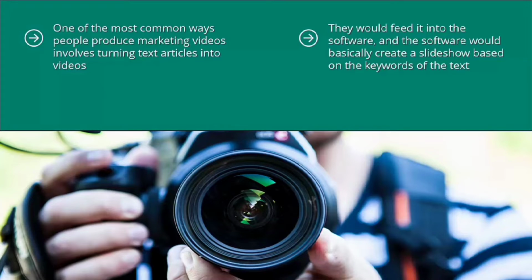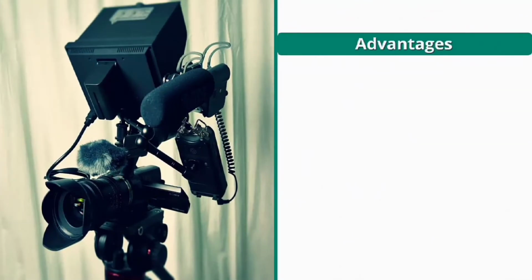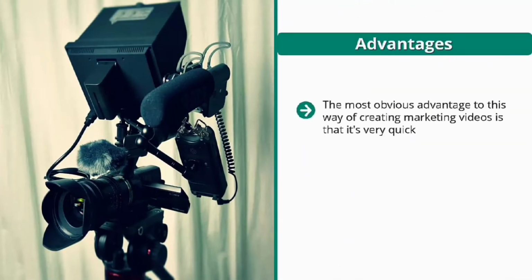Of course, there is an editorial manual override. You look at the pictures that got associated, and you can switch things around. Still, it is a video slideshow. So, you get text scrolling at the bottom and then some images, and basically, the software just pairs graphics with your text. Pretty straightforward. Advantages. The most obvious advantage to this way of creating marketing videos is that it's very quick.